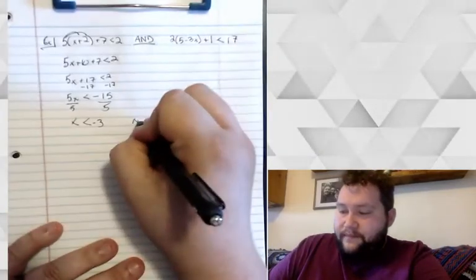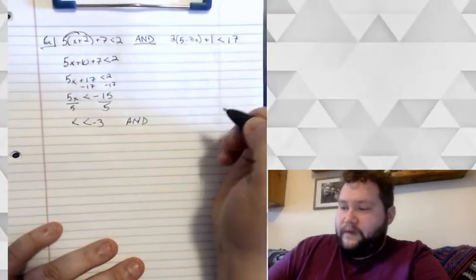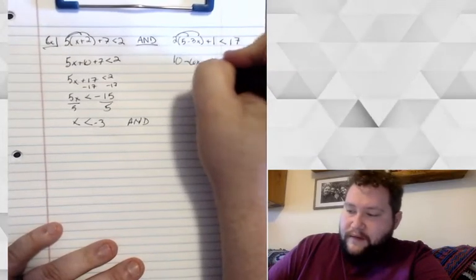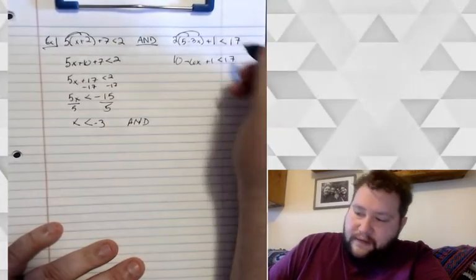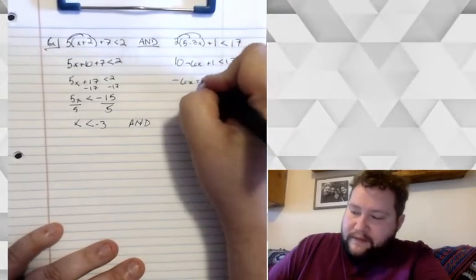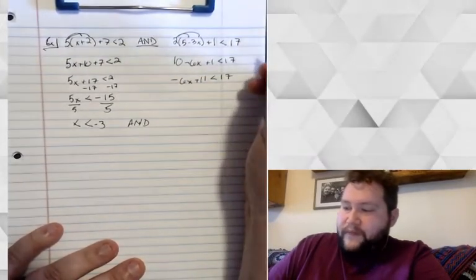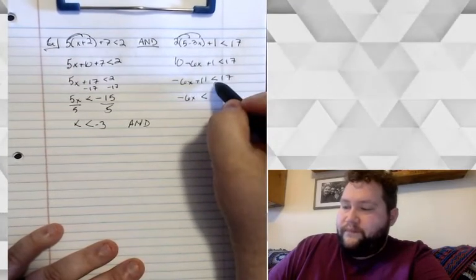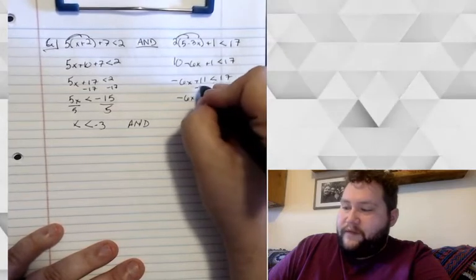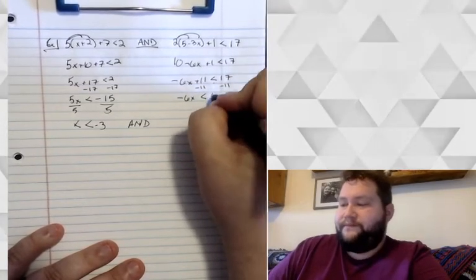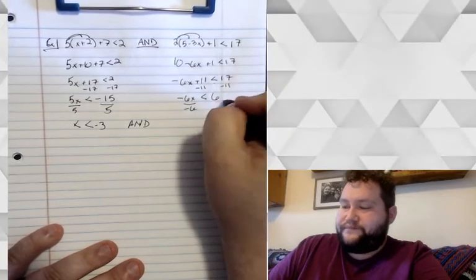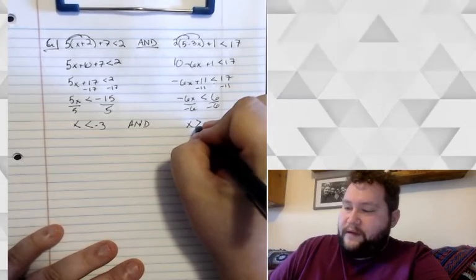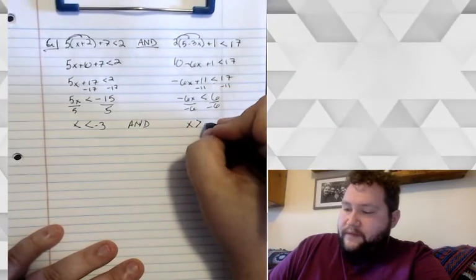And distribute: 10 minus 6x plus 1 is less than 17. Negative 6x plus 11 is less than 17. Negative 6x is less than, what happens when I subtract 11 from both sides? 6. Divide by negative 6. And we get x, remember to flip, is greater than negative 1.